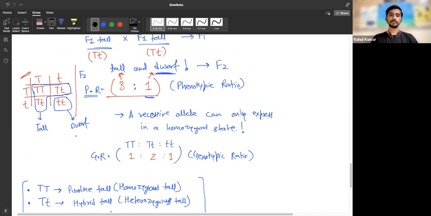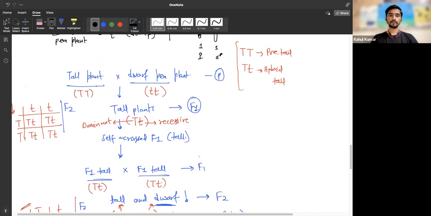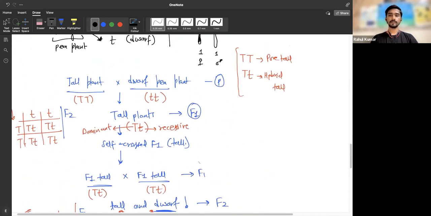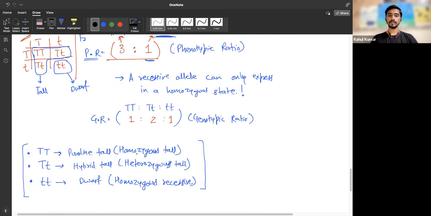So there's the same rule. Whenever you are given a phenotype, find out the genotype of the parents, then make the Punnett square with different types of gametes that are possible, then do the cross and tell me the ratio.